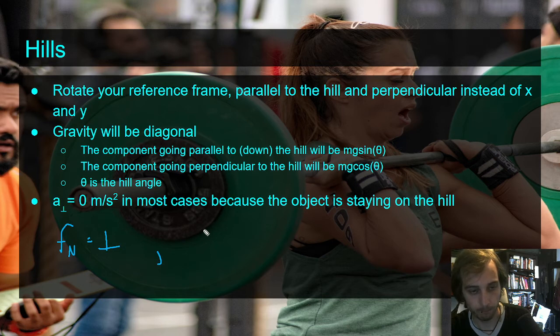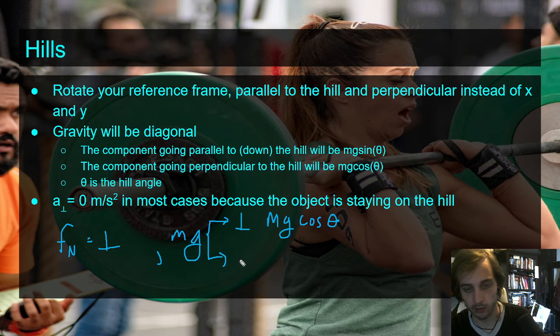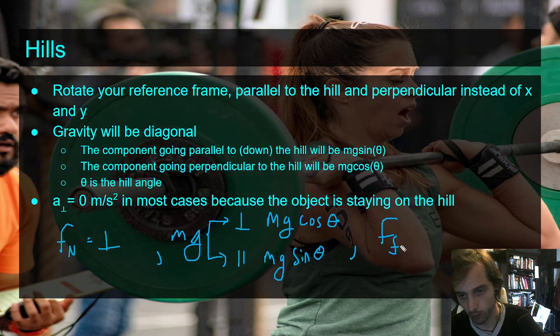Your gravity will be such that the perpendicular part of gravity will be mg times the cosine of theta, and your parallel part of gravity will be mg times the sine of theta, and friction will always be along the hill, which means that it's parallel.